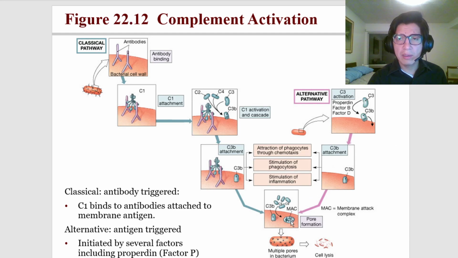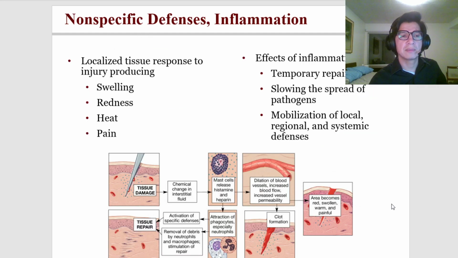You also have an alternative pathway that is activated through properdin, factor B and factor D, which also activates C3 into C3b. And once you activate C3b, you activate C5 through 9, which allows the formation of the membrane attack complex, pokes holes in the bacteria, the foreign invader, and eventually lyses it. Okay, so far we're looking at non-specific lines of defense.